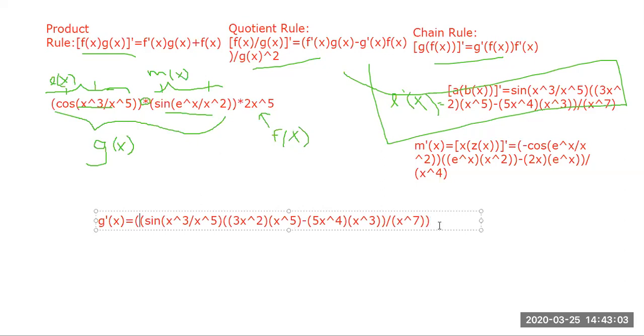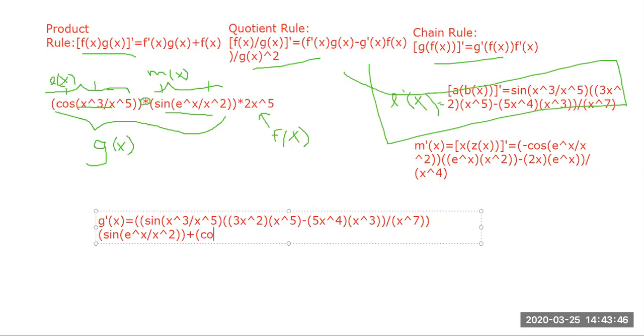Times our g of x, which is going to be our m of x, which remember is up here. So we got sine x divided by x to the x squared, okay, and then we got all of that times plus f of x, which is our L of x.